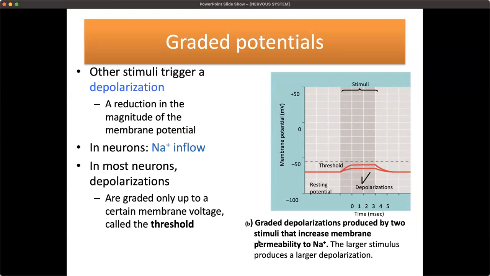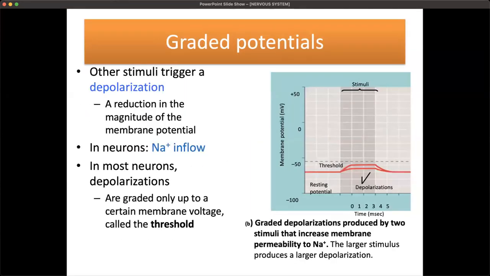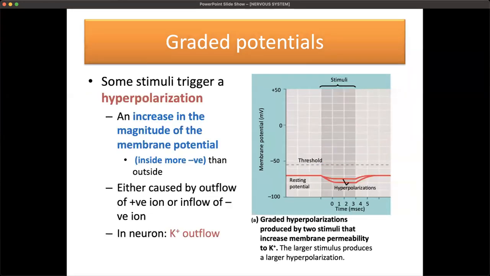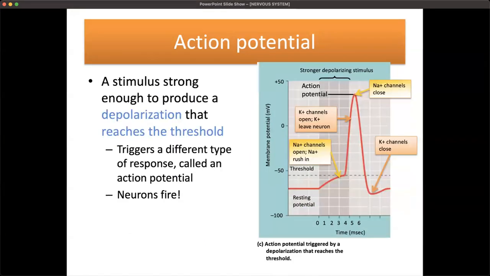Graded depolarization is produced by stimuli that increase the membrane permeability to sodium. So a larger stimulus is also going to produce a larger depolarization. You have to remember that all of this happens at a certain part of the neuron, not all parts. The hyperpolarization and depolarization happen at a certain part of the neuron when there's a stimulus.